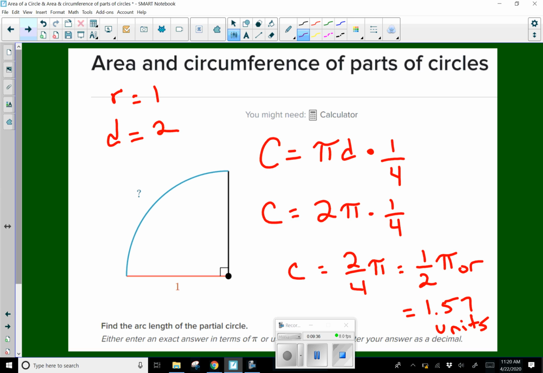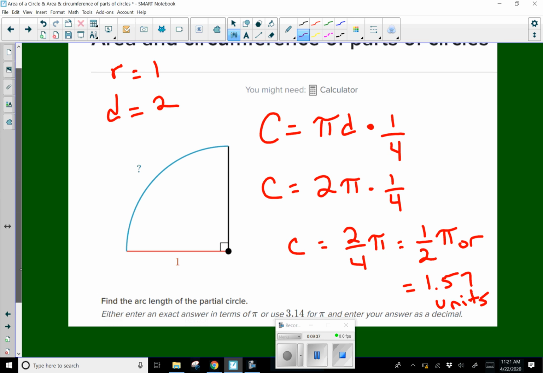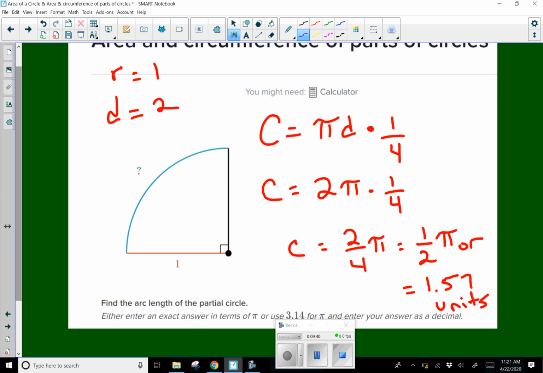Okay, here we have a quarter circle. So that means we're going to solve it the way we normally would, and then multiply through by 1/4 or by 0.25. It says find the arc length. So again, that's your circumference since it's arc length. Your formula for circumference is pi times diameter. And then there you can see I've added on the times 1/4 since this is a quarter circle.